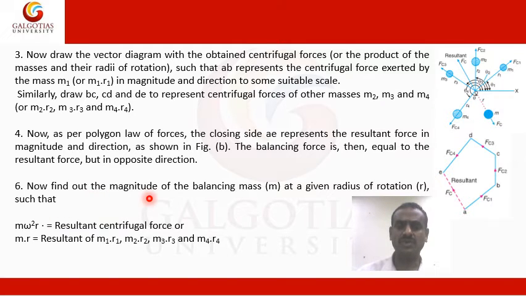Now find the magnitude of the balancing mass m at the given radius r such that m omega square r equals the resultant centrifugal force. This can be rewritten as m r equals the resultant of m1 r1, m2 r2, m3 r3 and m4 r4. We just substitute the resultant force value here, and the radius we also know. Then from that we can calculate the magnitude of the balancing mass.